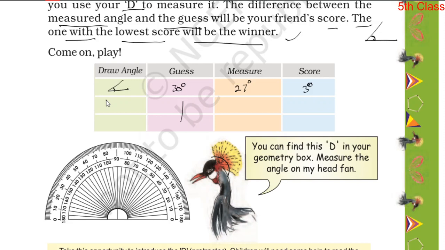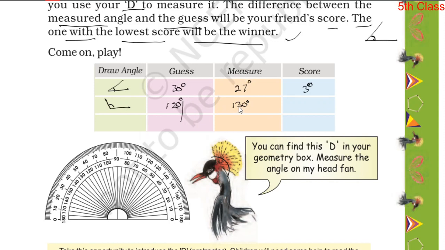Let me draw one more angle. This is the other angle. What is the angle made at this point? Suppose you say the guess angle is 120 degrees. Suppose you measure the exact angle and you got 130 degrees, then what is his score? The score means the difference between the measured angle and the guess angle.